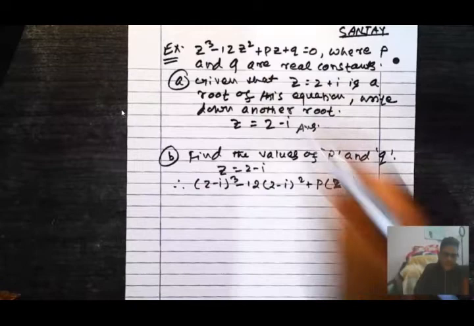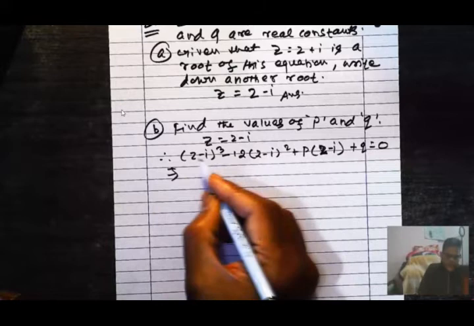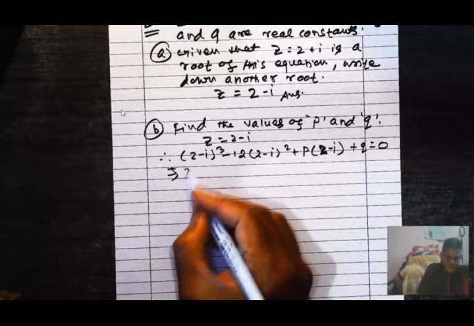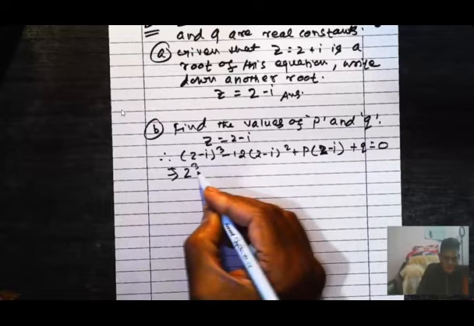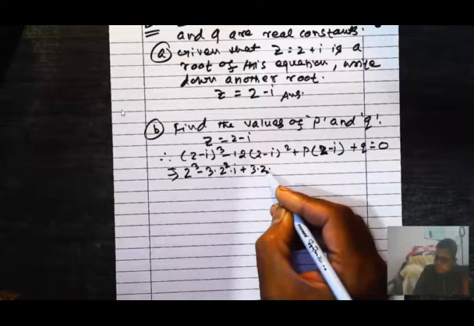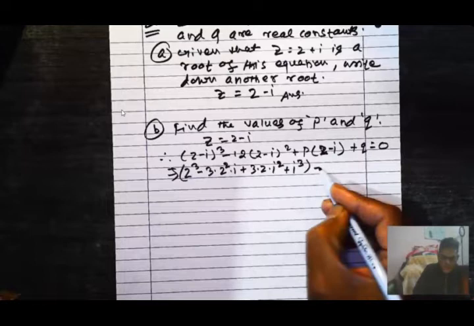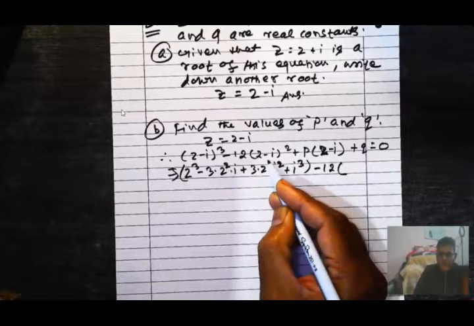Now let's go to the detailed simplification. Here you have the (a minus b) cube formula from algebra. It is a^3, in place of a there is 2, in place of b there is i. So this is a^3 minus 3a^2 b plus 3ab^2 minus b^3. Let's close this with a bracket, and then minus 12, and (2 minus i) squared, that means the (a minus b) whole squared form, so it is minus pi plus q equals 0.